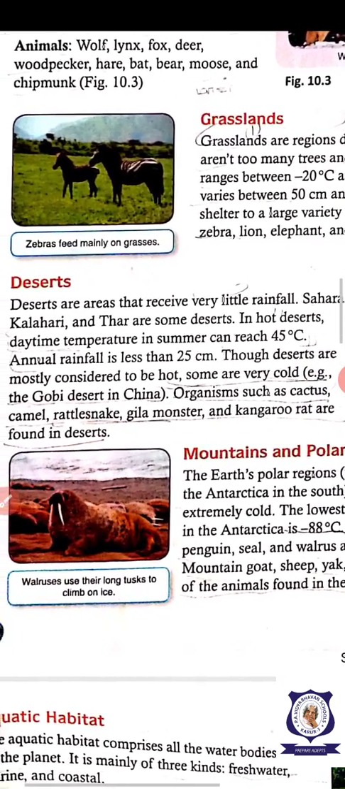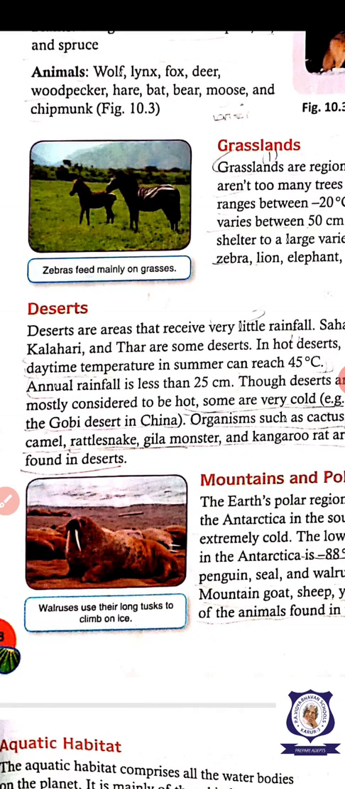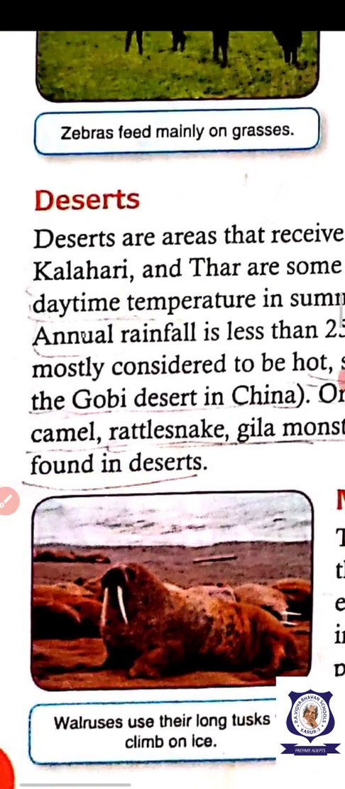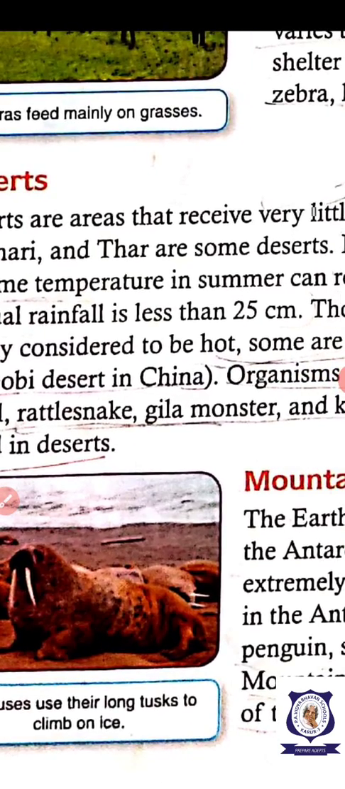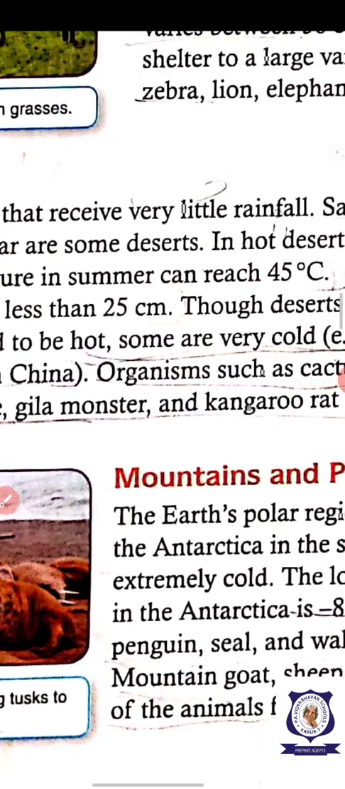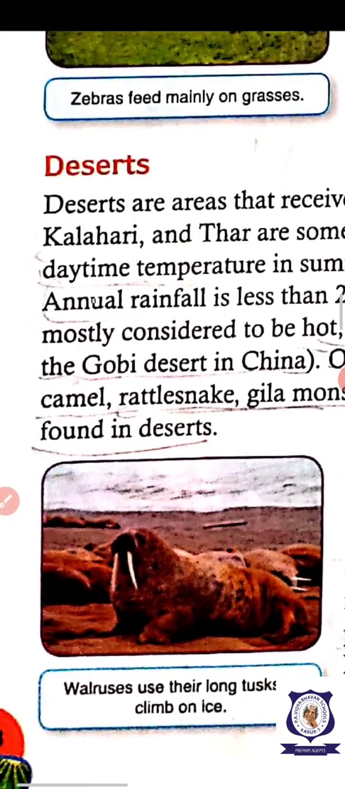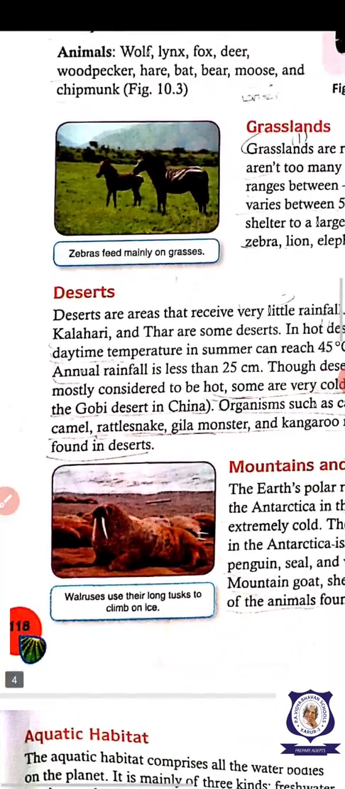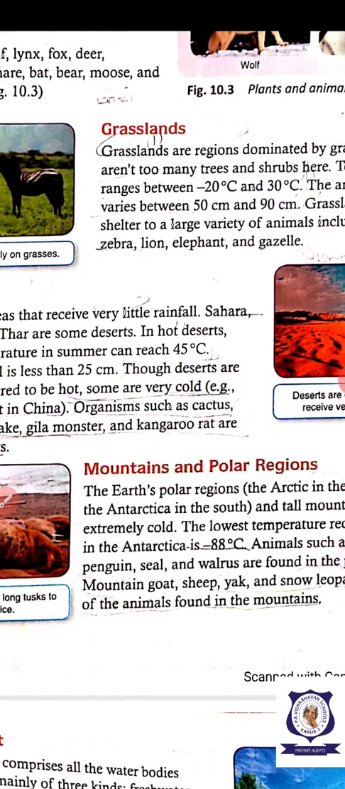Okay, then what plants will be there in the desert? Cactus will be there. What are the animals that will be there? The camel, importantly camel, rattlesnake, Gila monster, kangaroo rat are the desert animals. Okay. Next we go to the mountains and the polar regions.